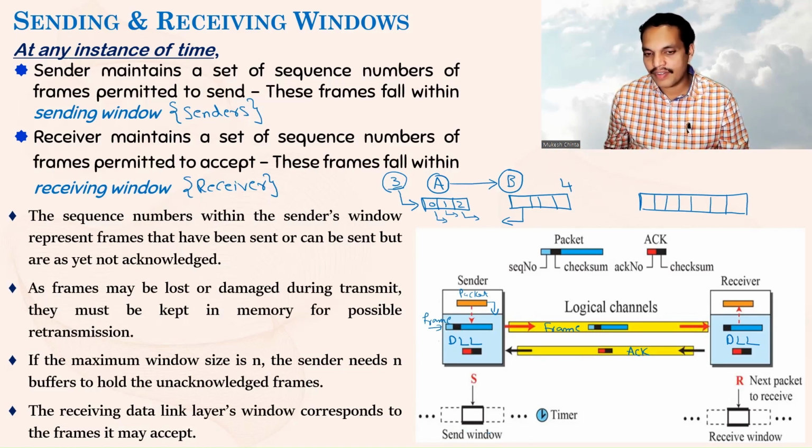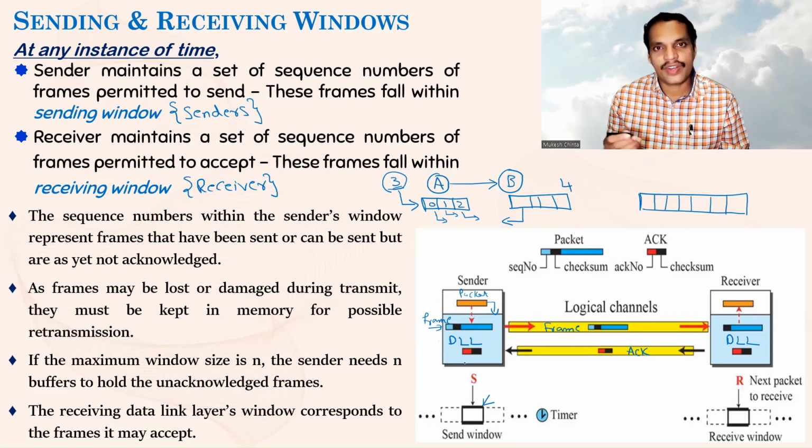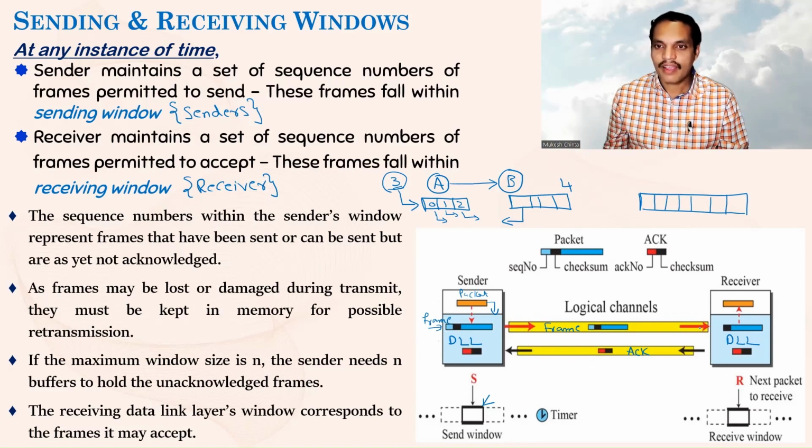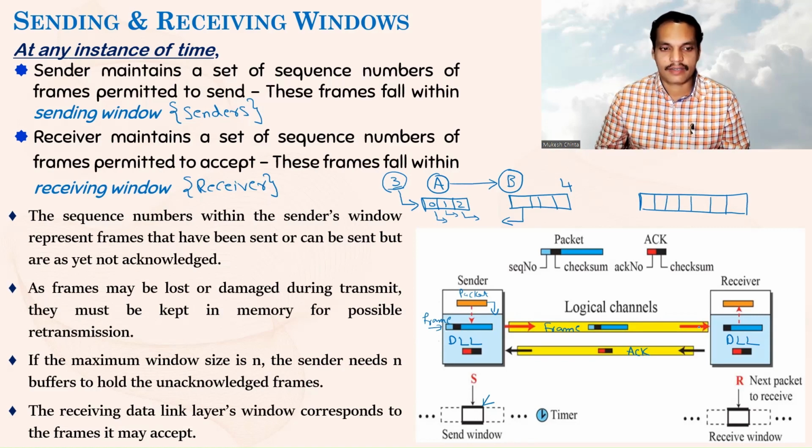So a sender's window always contains the sequence numbers of the frames that the sender is currently waiting for. The waiting can be two things: sent but not acknowledged, or yet to be sent. So it is waiting for them to be transmitted, or waiting for them to be acknowledged. At the same time, on the receiver side, the receiver's window contains the sequence number of the frame which the receiver is expecting next.